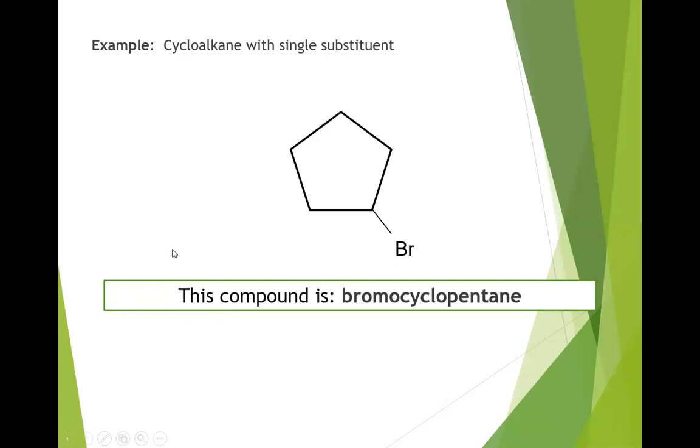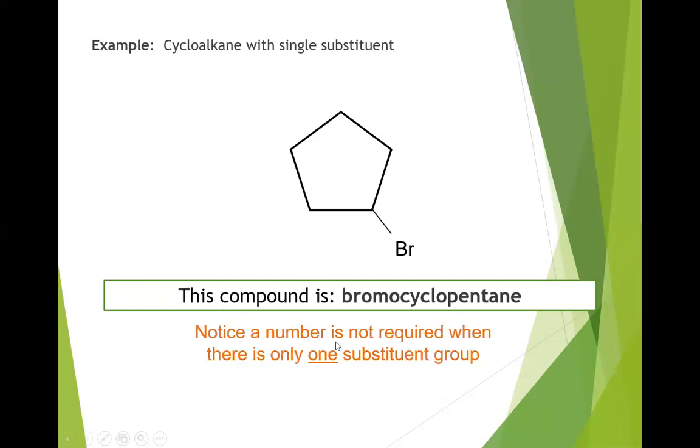Okay. Notice a number is not required when there is only one substituent group. You don't need to number it and say 1-bromo, no, because it's only one substituent available.